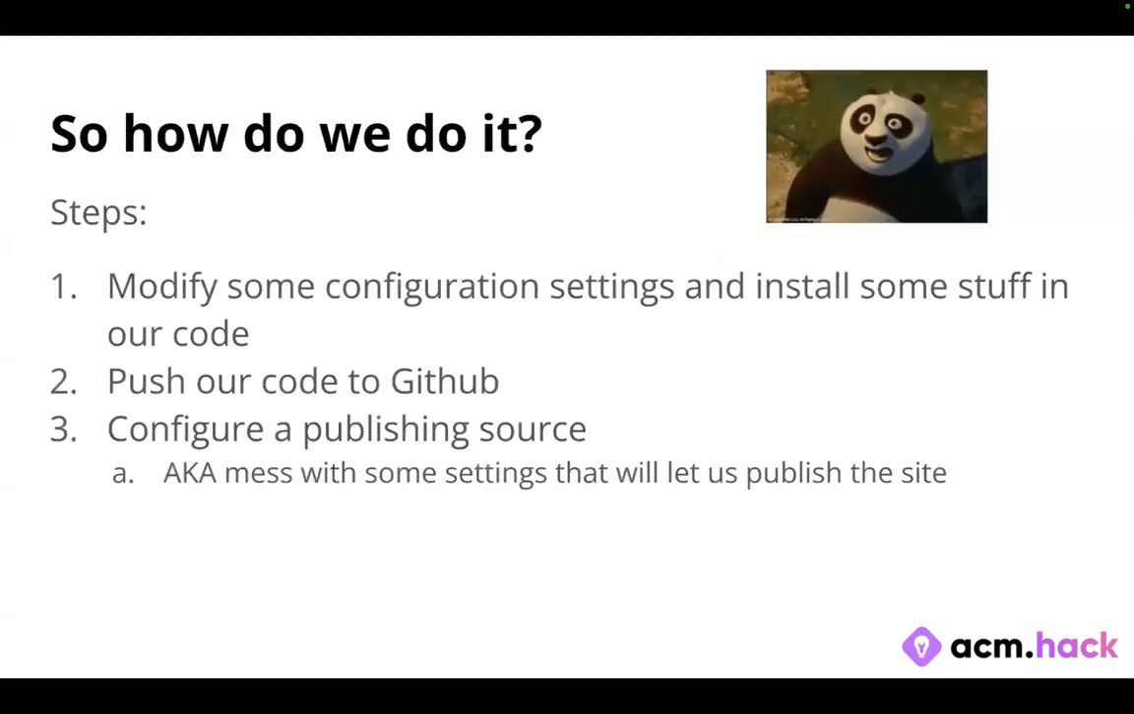So how do we actually go about this process? These are the three steps we're going to talk about in the following 20 minutes or so. First, we're going to modify some configuration settings and install some stuff in our code itself, in VS Code. After that, we're going to push our code to GitHub. So we're going to talk a bit about what that entails and how we do it. And lastly, we have to mess with some settings on GitHub itself that will actually let GitHub Pages publish the site for us.